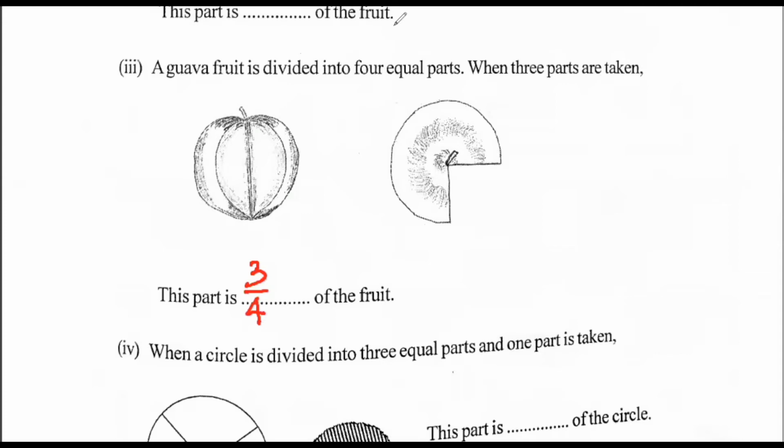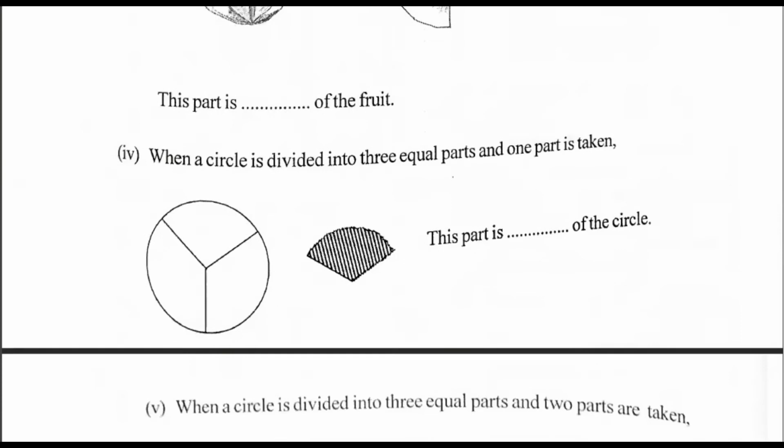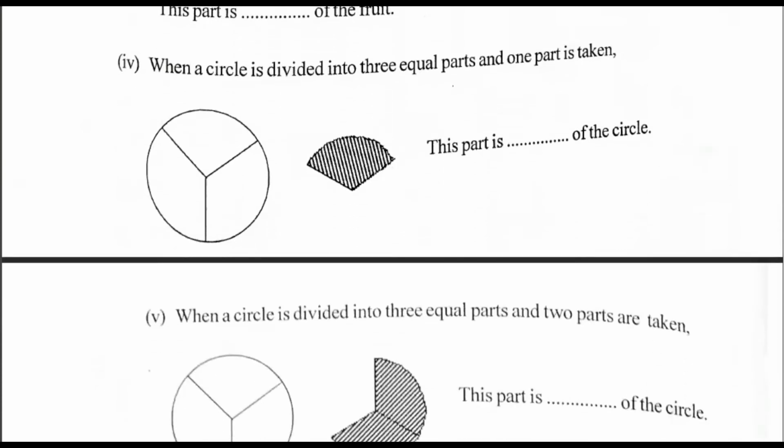Right. Next one. When a circle is divided into 3 equal parts and one is taken, okay, very easy. 1 over 3, or else you can write the answer as 1/3. Next one.